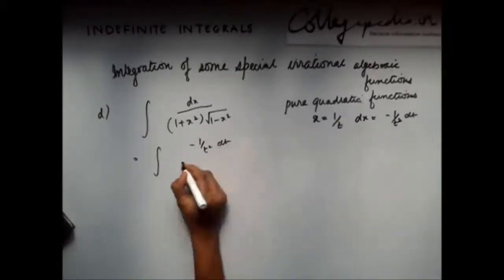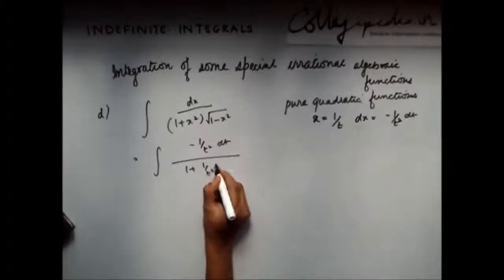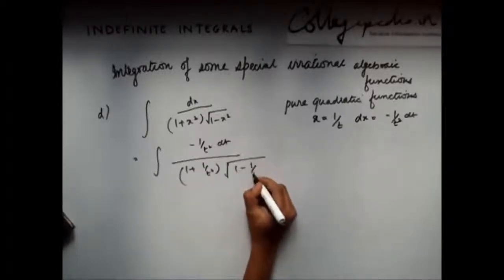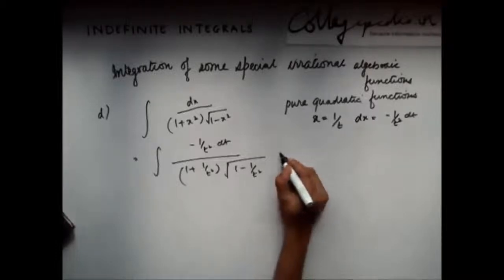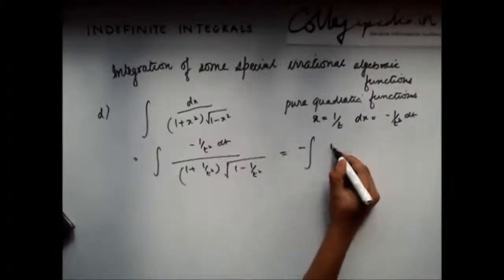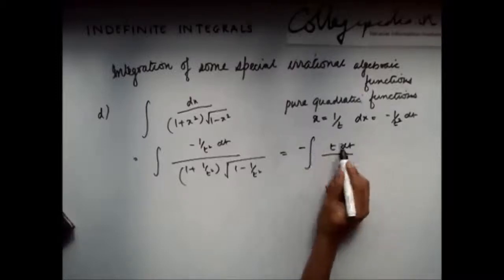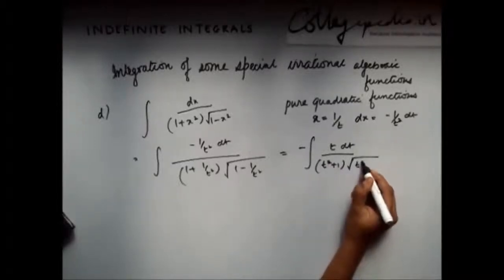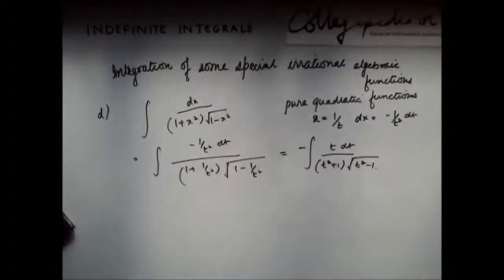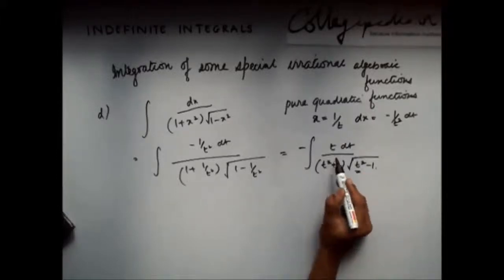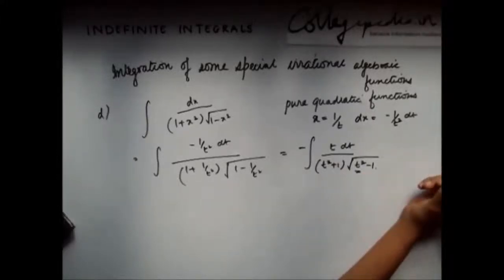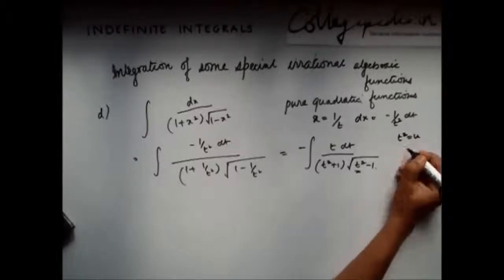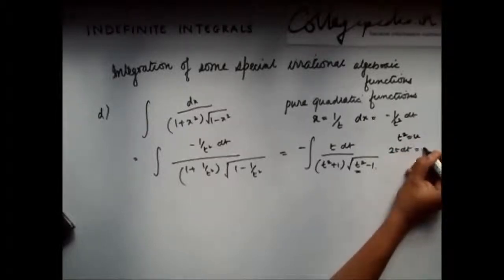So replace x with t, and when you do that, your integration gets converted into minus 1 by t square dt divided by 1 plus 1 by t, root under 1 by t square minus 1, which when simplified becomes, with the minus sign, integration of t dt divided by t square plus 1 into root under t square minus 1. Now we have t square and we have t dt. So if I take t square as u, my 2t dt becomes du.